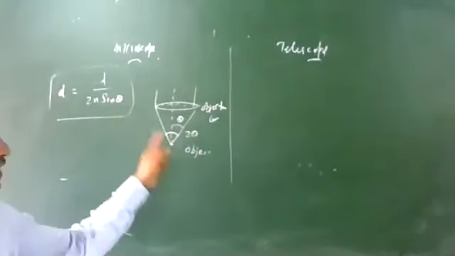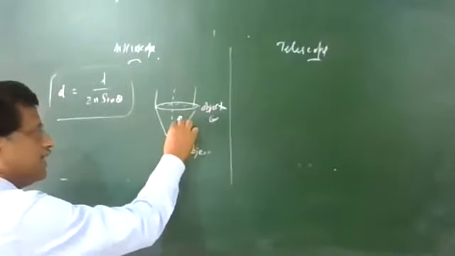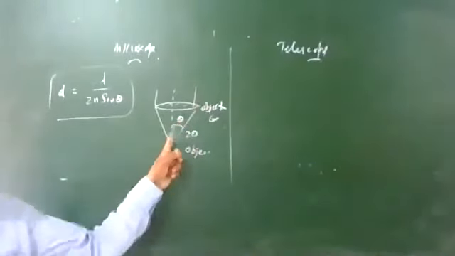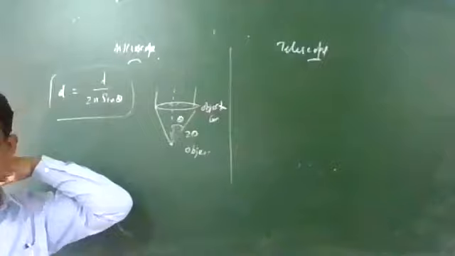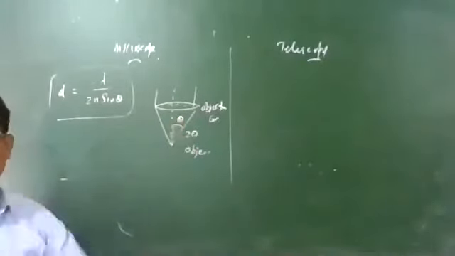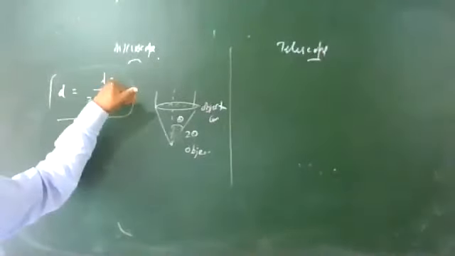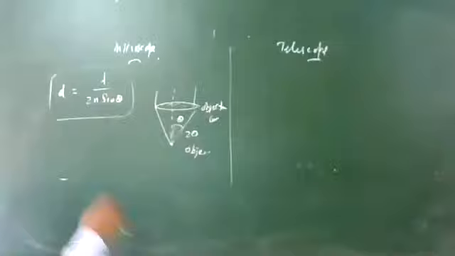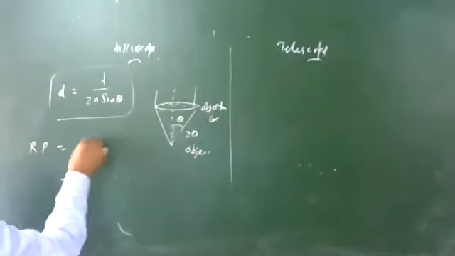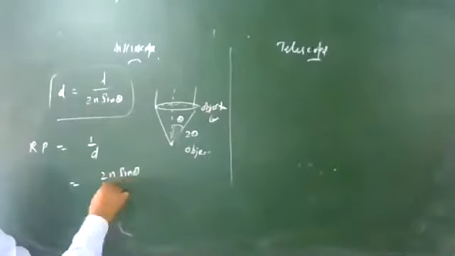Theta here is the half cone angle, the angle from where the light ray reaches the objective lens. The full angle is 2 theta, and this half angle is theta. And theta we are not going to change. It depends especially on lambda and n. So resolving power is equal to 1 by d, equal to n sin theta divided by lambda.